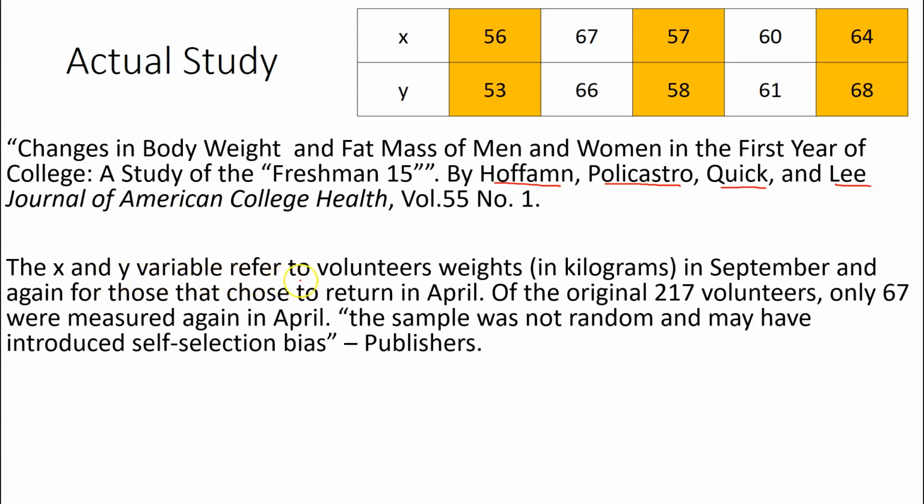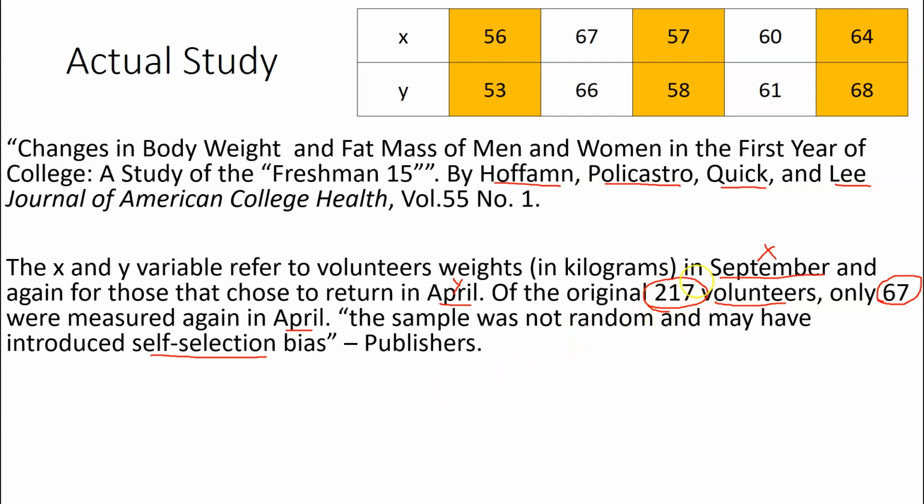In this case, the X and Y variables refer to volunteers' weights, again in kilograms, not pounds, in September, so I believe September was X. And again, for those who returned in April, that would be the Y. Of the original 217 volunteers, only 67 were measured again in April. The sample was not random and may have introduced self-selection bias by the publishers. There's a bunch of bad stuff in that paragraph there that I want you to start to learn to look at. Here's some of the bad stuff.